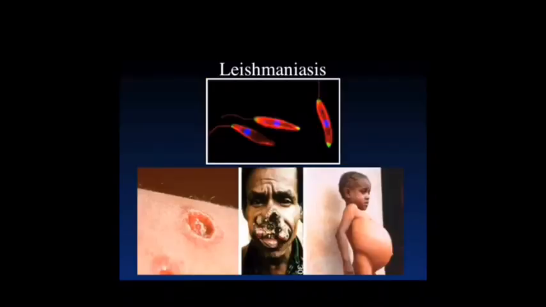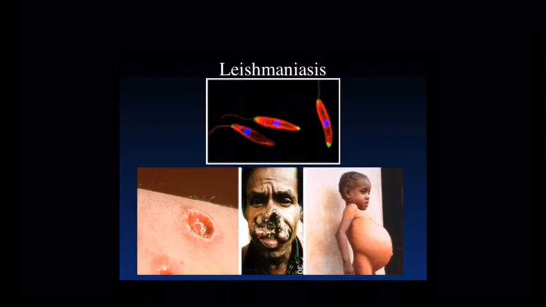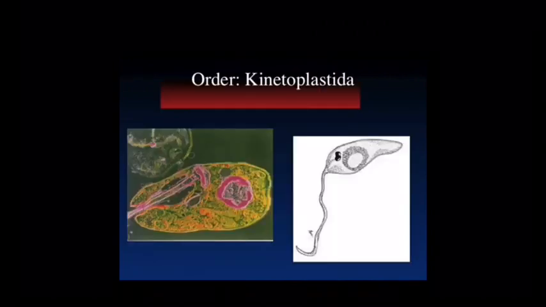The next disease is leishmaniasis. The pathogen is protozoa. The method of spread is vectors such as sandfly. The pathogen enters the body through open wounds and the skin.